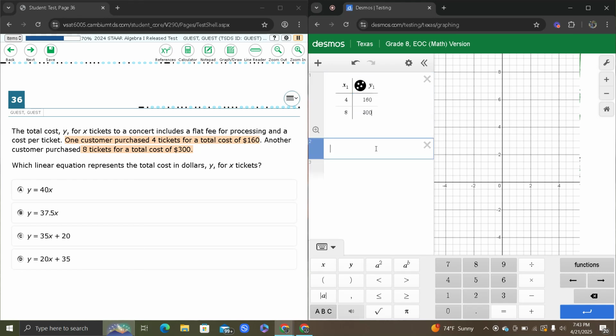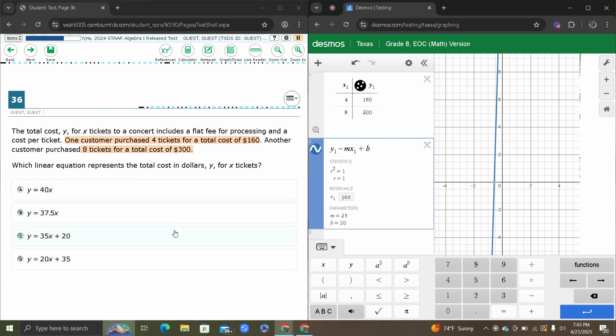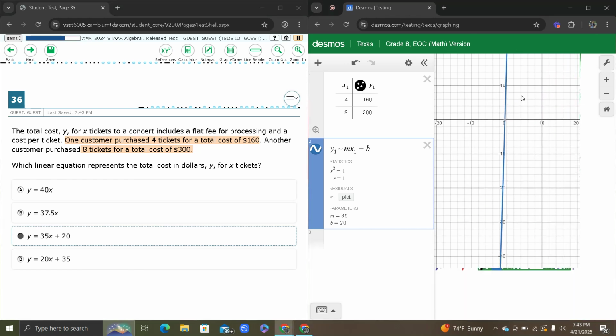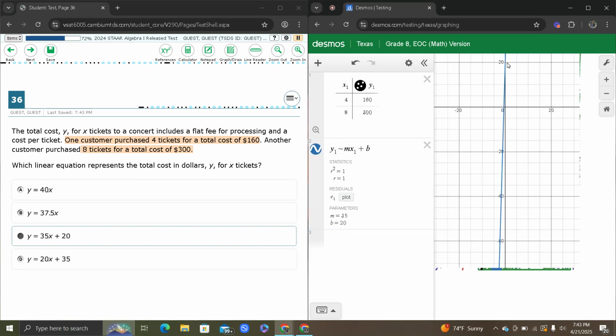So all you're doing here is y1 is equal to mx1 plus b. So then you have y is equal to 35x plus 20, because your m is always your rate of change, and 20 is your y-intercept. You could always check it if you zoom out to look at the y. It's going to go through 20, as you can tell. You saw the dot. All right, next question.